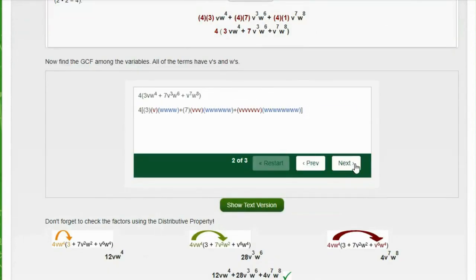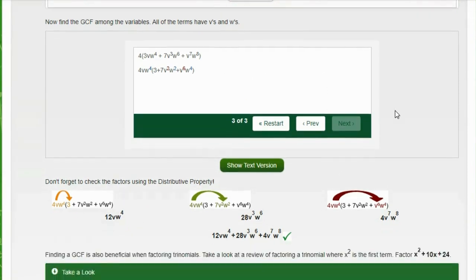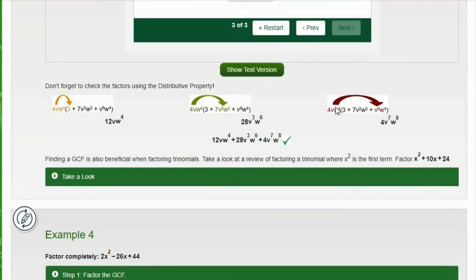And then with the variables, you have v, w to the 4th. So they put the v's in red, the w's in blue to see how much each term has. They pulled out the v, w to the 4th, which we did as well. And they ended up with the 3 by itself, like we had, and then the 7 v squared w squared, and the v to the 6th w to the 4th. So that's the same thing we just did. And then they check it by multiplying it back together. You got to distribute it to all the terms, and it checks out because it's back what it was.